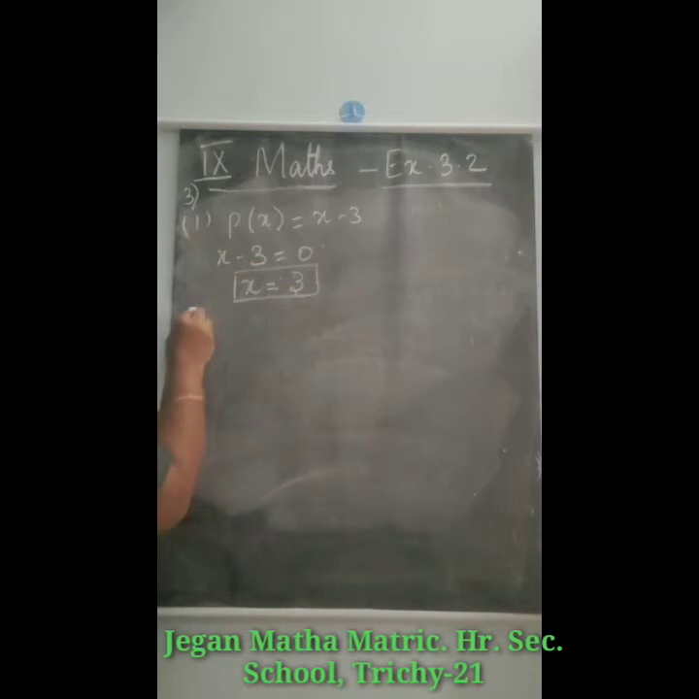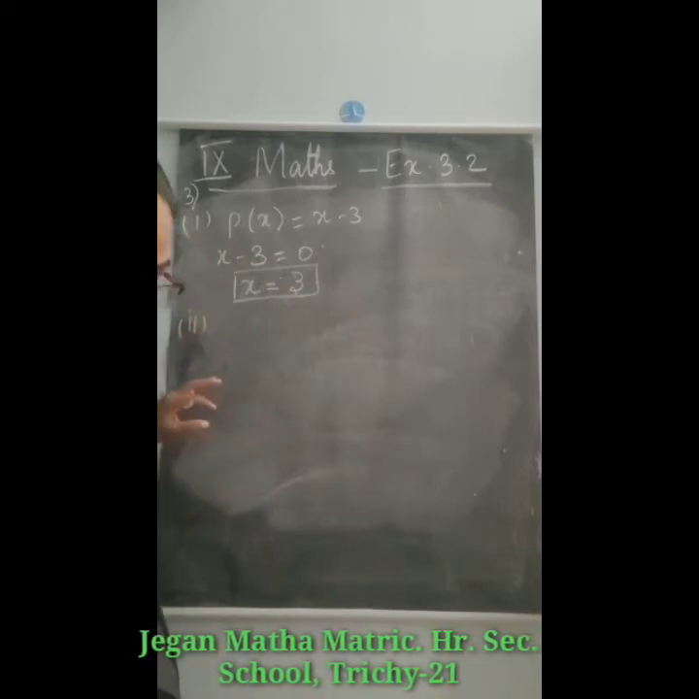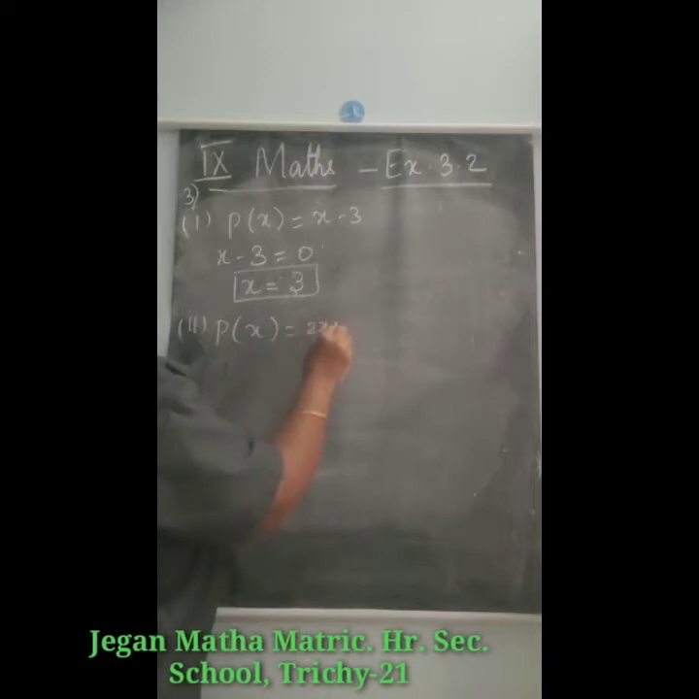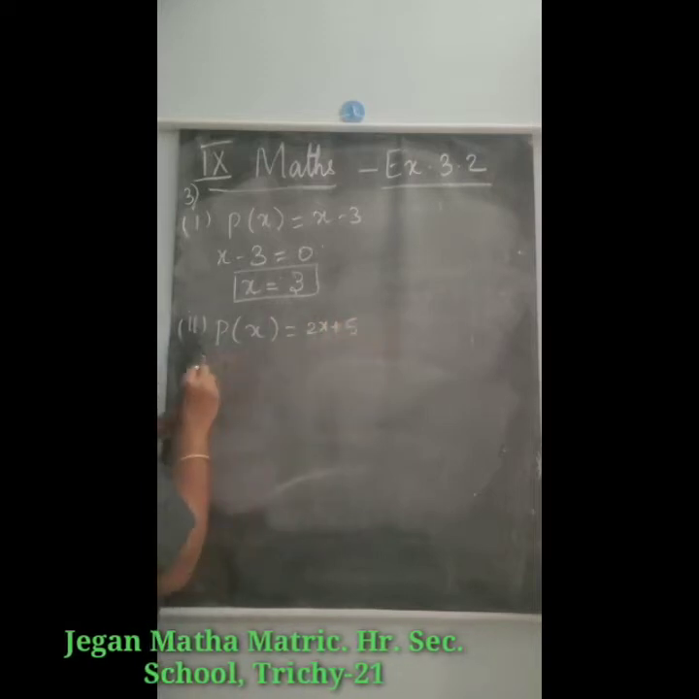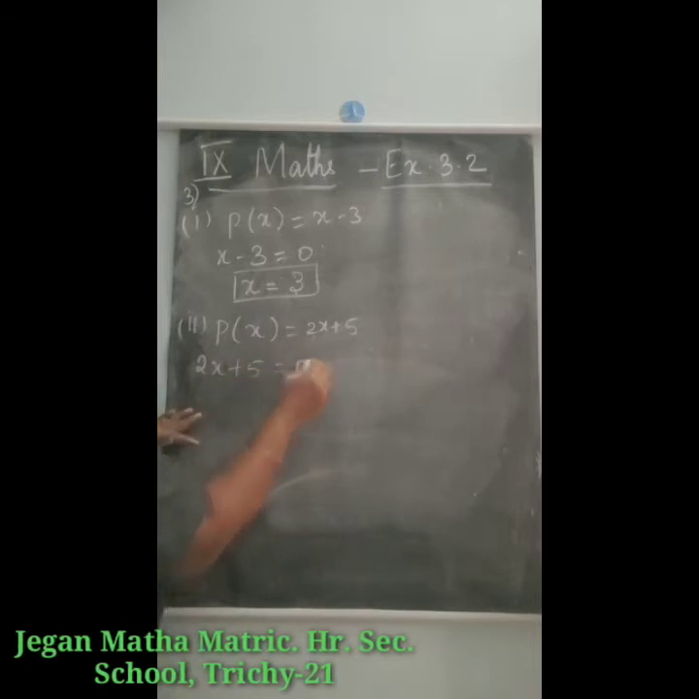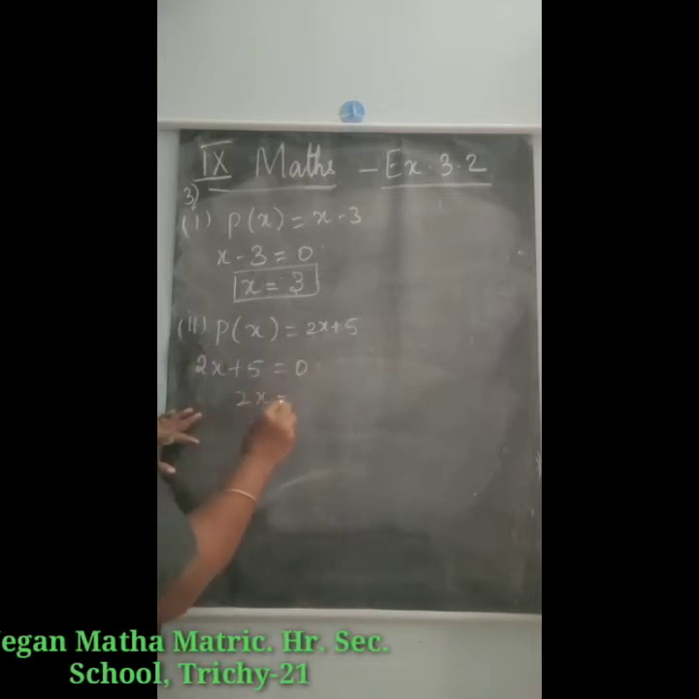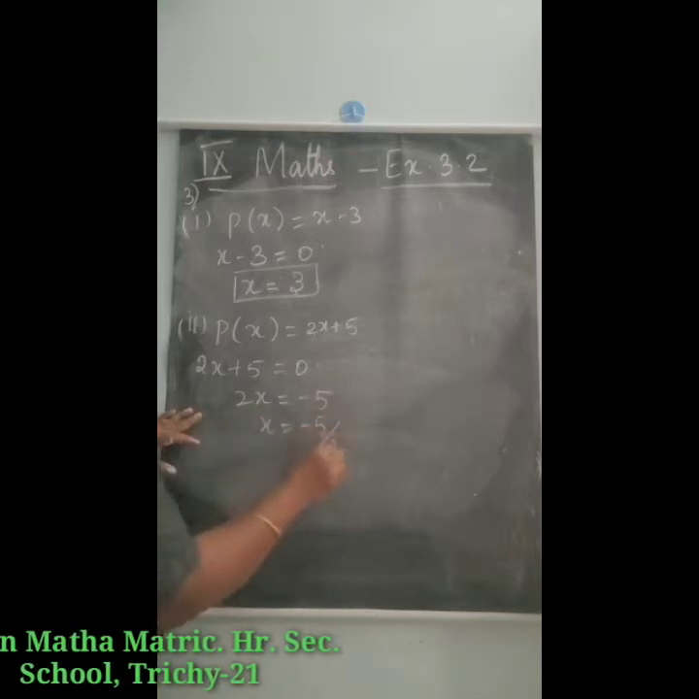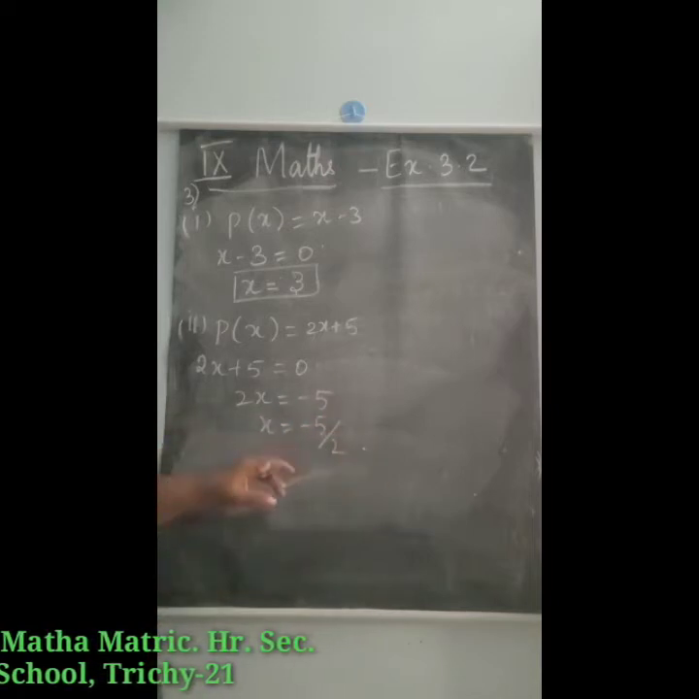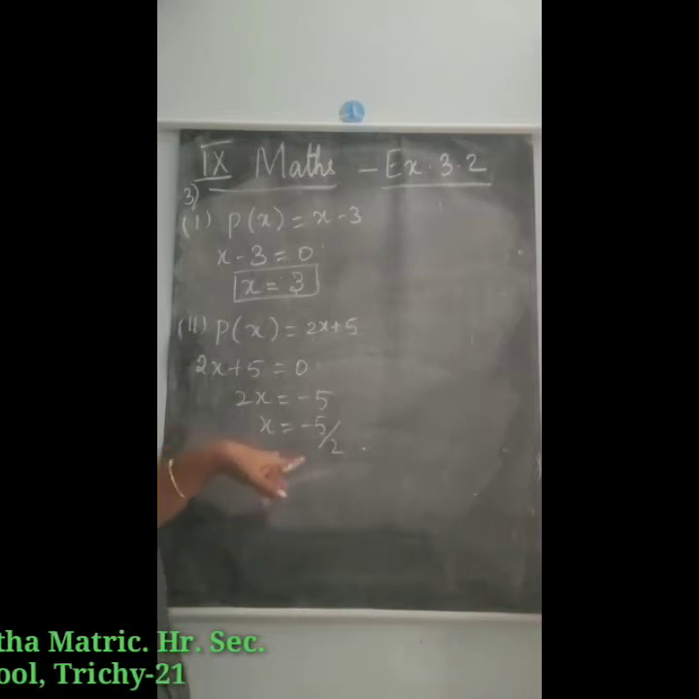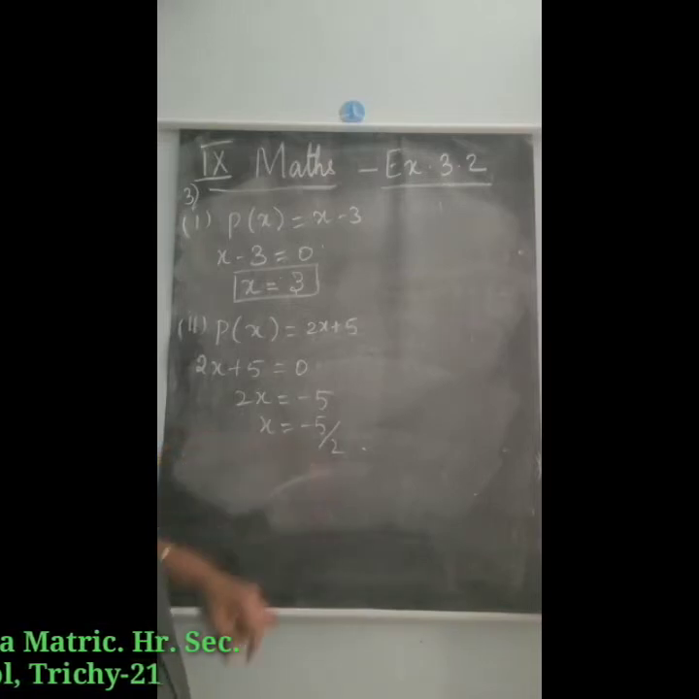And second one, P of x is equal to 2x plus 5. So let us consider 2x plus 5 is equal to 0. So 2x is equal to minus 5 and x is equal to minus 5 by 2. So what is the zero of the polynomial? Zero of the polynomial is x is equal to minus 5 by 2.